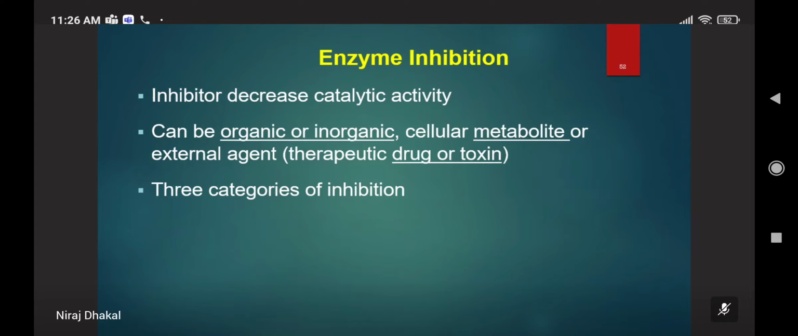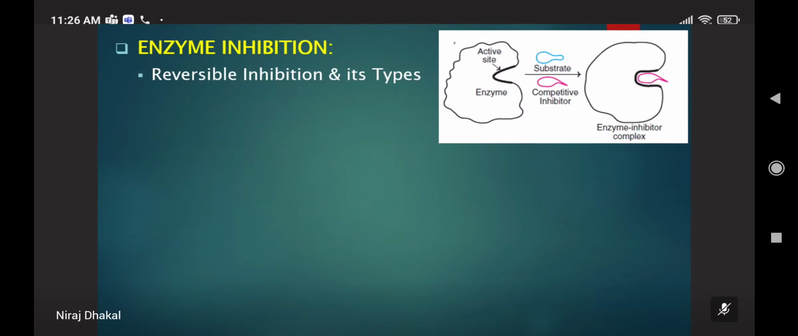Enzyme-targeted mechanisms are widespread in biochemical reactions. There are three categories of inhibition: reversible, irreversible and allosteric. Now let's first see reversible inhibition and its types.